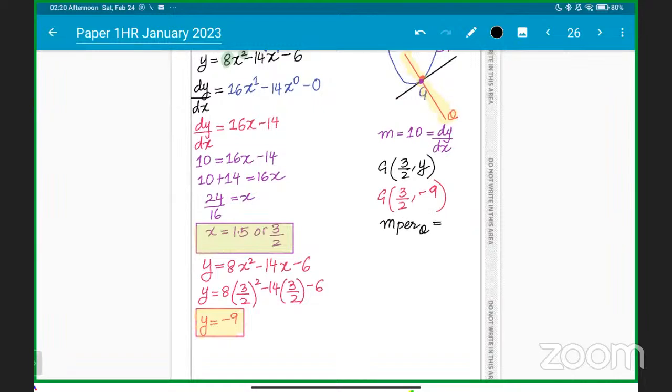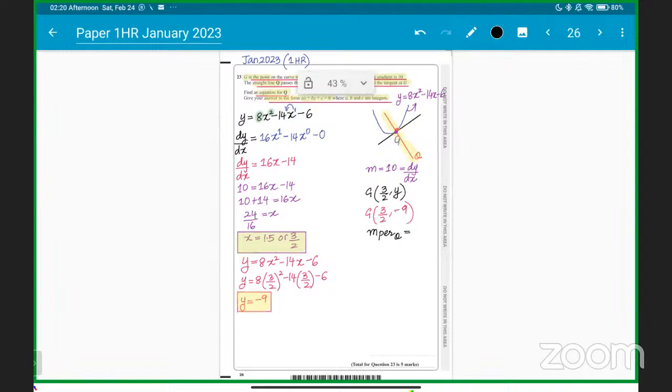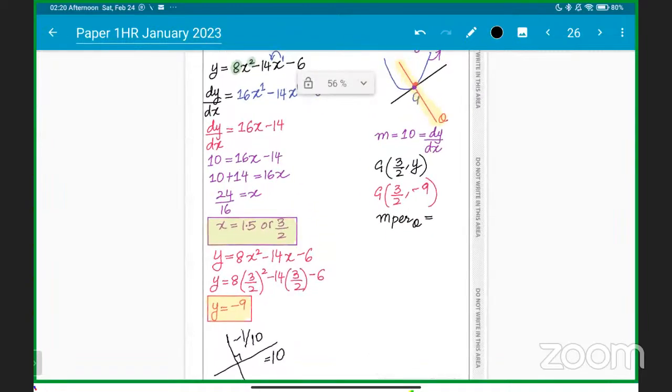So what is the gradient of a perpendicular line? Follow carefully, students. If the gradient of the black line is 10, what will be the gradient of the perpendicular line? Wherever it's making a 90 degree angle, it is minus 1 over 10, the reciprocal of it, right? Is everyone getting it? This is the fourth mark, okay?